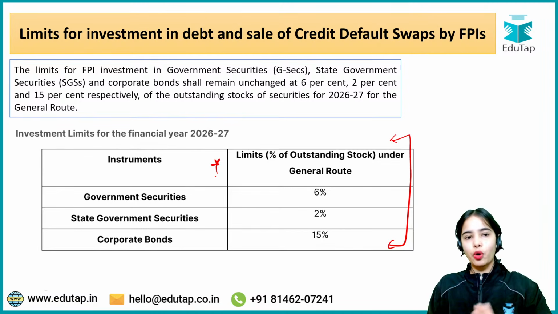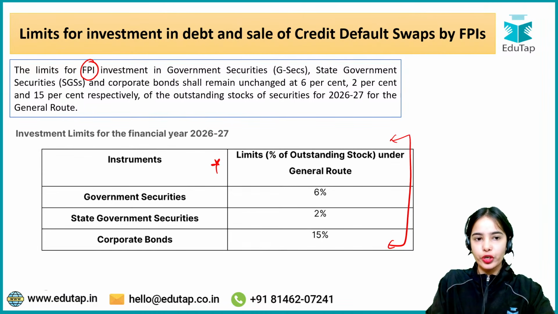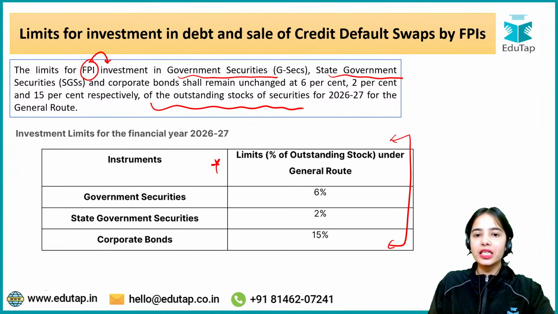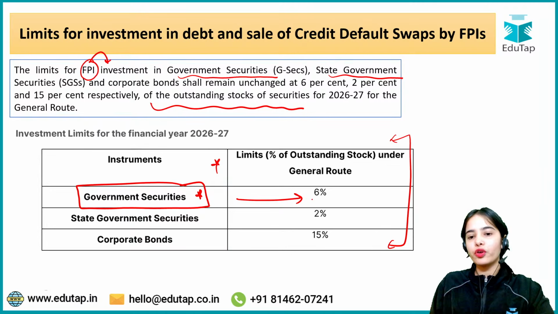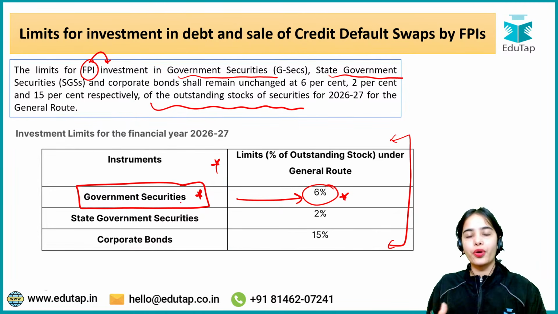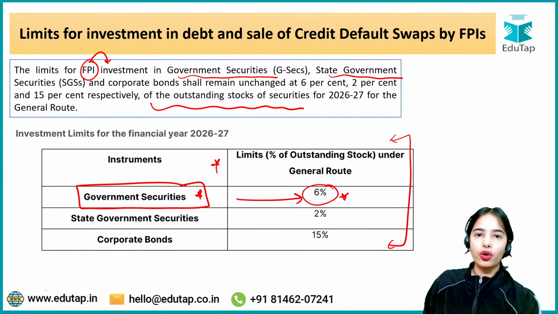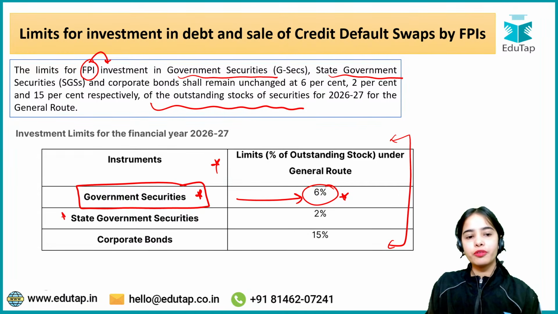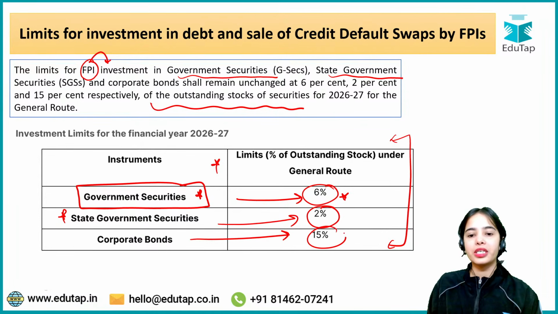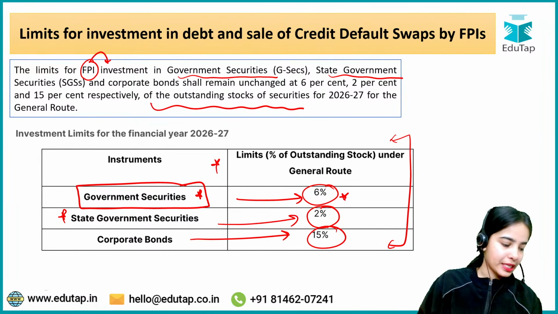So this is important: the limit for foreign portfolio investment has been notified for the government securities, the state government securities, and the corporate bonds. Out of the outstanding stock of government securities, the limit for FPIs is 6%, that is, the total value of securities that have not matured and are present in the market. For the state government securities, the limit is 2% for the FPIs, and for the corporate bonds, the limit is 15% for the FPIs. This is very important.